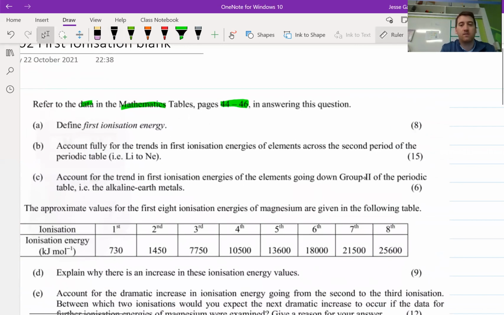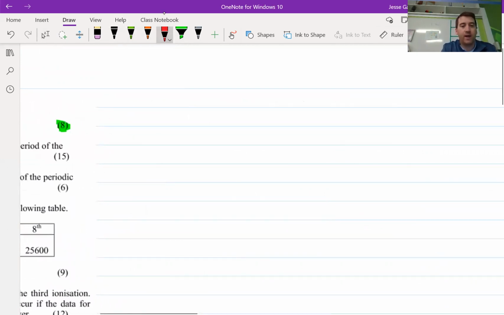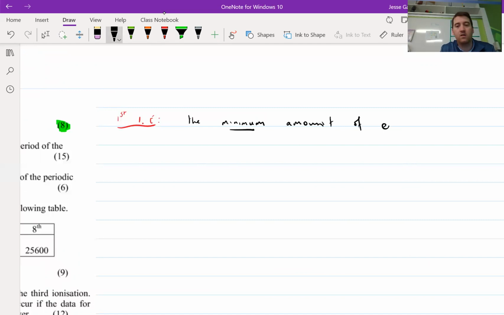So for 8 marks, standard definition. This was the first year of this new chemistry paper. Usually definitions are worth 6. In this case, it was worth 8. We'll go through the standard definition that we learned. So what is it? I always advise you to write down what it is that you're talking about: first ionization energy. The definition is that it's the minimum amount of energy required to do what?